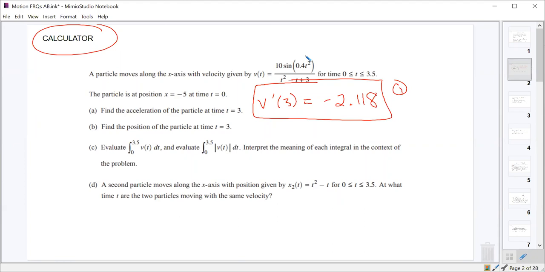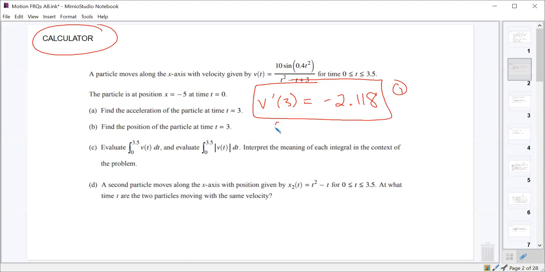All right, part B, find the position of the particle at t equals 3. Well, we have velocity, so how do we find the displacement if we have velocity? Second derivative? No, second derivative will be acceleration. We want displacement. We want a change in position. So we need to go and integrate this function to go from velocity to position.